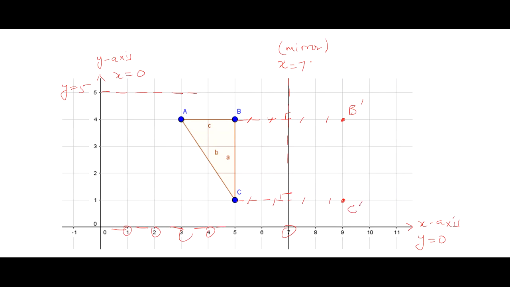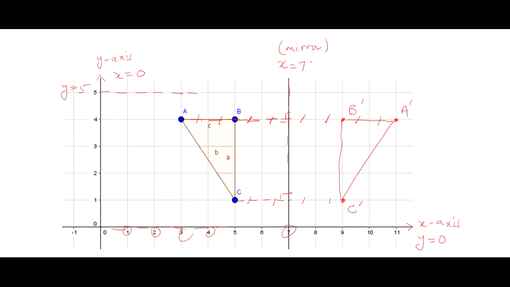We do the same thing for A. So we draw our line going this way, and then we measure the distance, which is 1, 2, 3, 4. So I'm going to do the same thing behind the mirror line: 1, 2, 3, 4. So therefore this point here is A prime. So this is our triangle, this is our image, and a question I see that they like to ask is, what is the geometrical relationship between the object and the image?